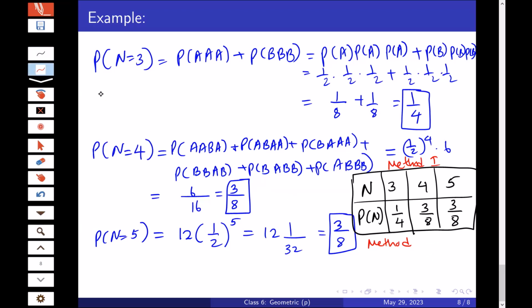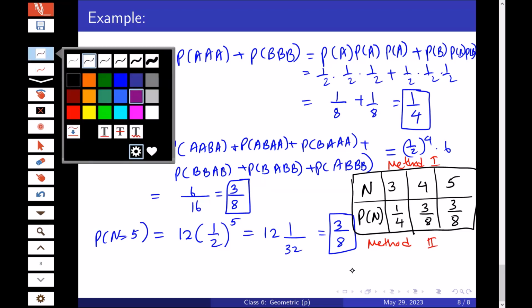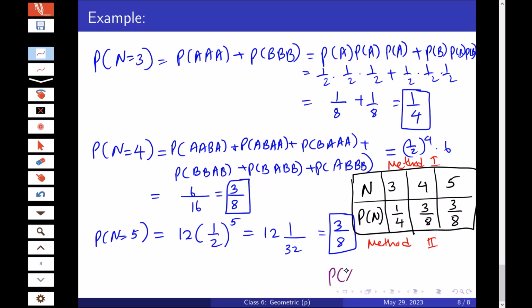Okay, so method 2, we can use the piecewise function form. Probability of n equal little n is 1/4, 3/8, and 3/8. This is for n equal 3, this is for n equal 4, and this is for n equal 5. This is the second method. So you can use either method. I showed you both methods, but you can pick either one and show the results.